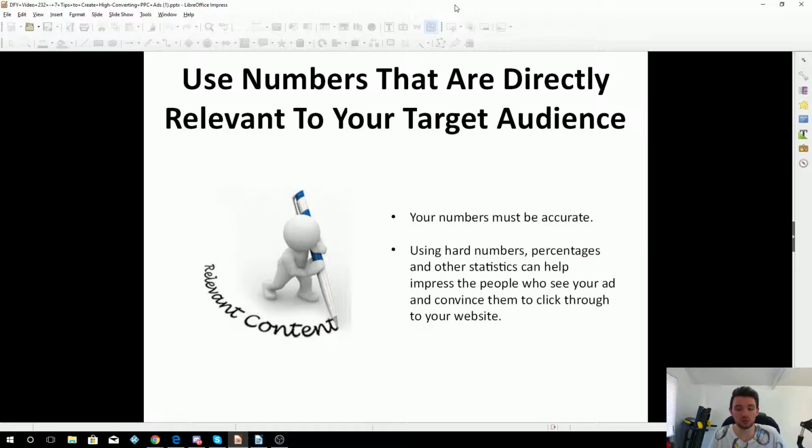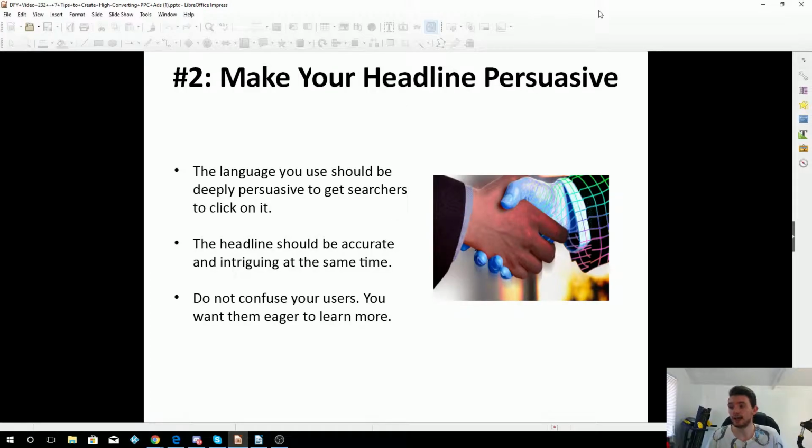So that's how you would use numbers, statistics and percentages in your ad. Make it factual again, don't make it fictional. If you do know your figures, if you've experienced it long enough, put them in there. If not, do a little bit of research and see what kind of numbers people are experiencing.